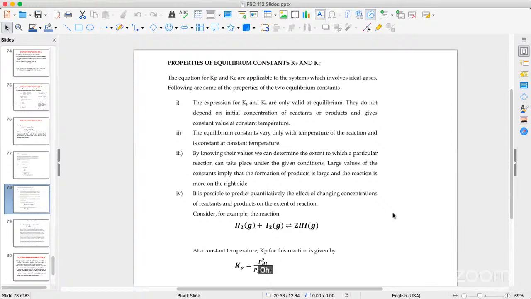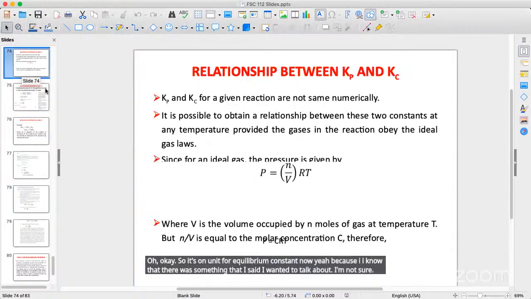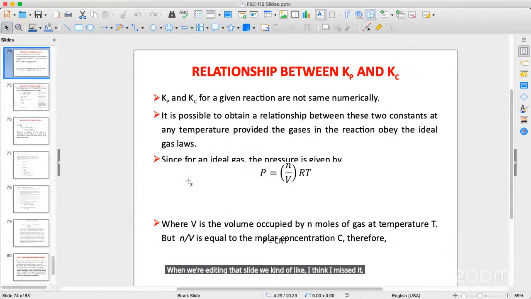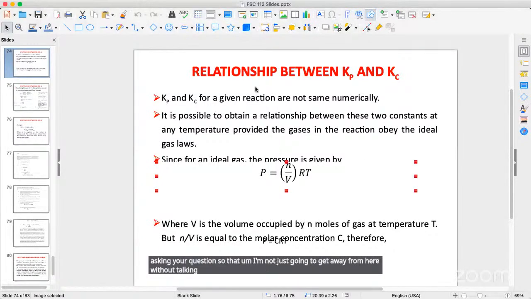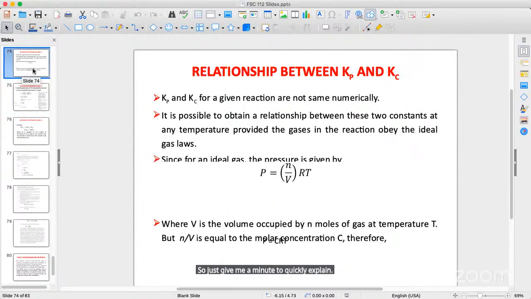Oh, okay. So it's on the unit for the equilibrium constant. Yeah, because I know that there was something that I said I wanted to talk about. I'm not sure, when we were editing that slide, I think I missed it. So please remind me, we need to talk about the units before anything else next class. Before you start asking your questions, so that I'm not just going to get away from here without talking about it a little bit, just give me a minute to quickly explain what I need to say on that.